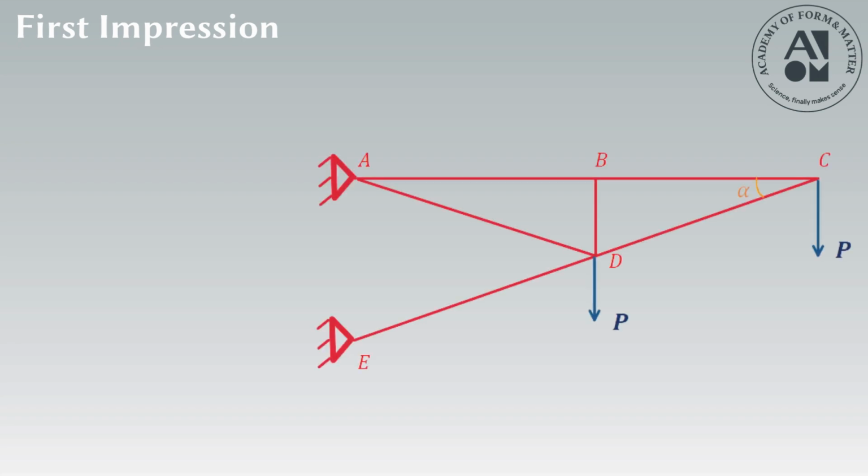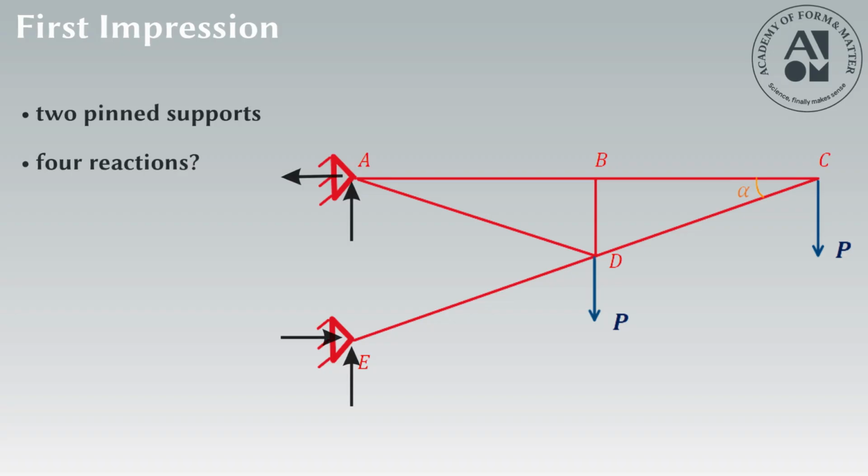Look at this truss. At first glance, it seems statically indeterminate. There are two pinned supports that appear to create four reaction components, and in planar statics, we only have three equilibrium equations. So the conclusion seems obvious. Too many unknowns. Problem impossible.